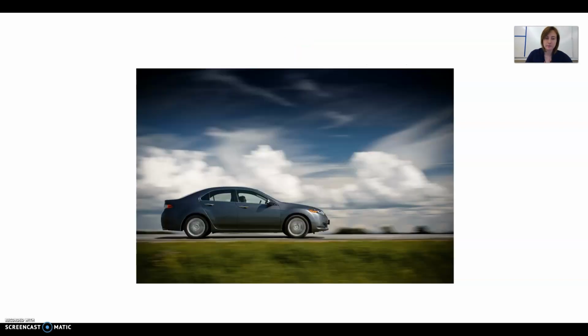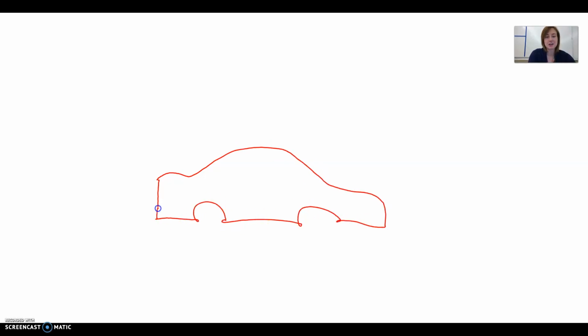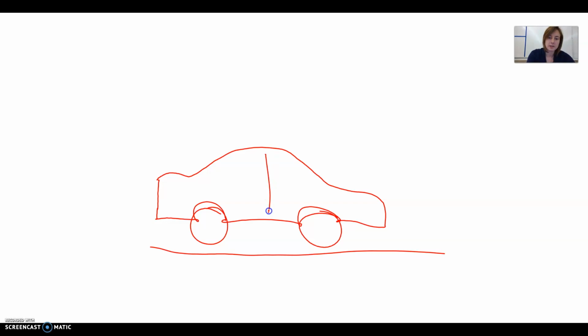Let's try another one. Here we have a car that's speeding along the road, and let's go ahead and diagram the forces acting on this car. And I want you to draw it with me so that you can get some practice. And guess what I'm not good at? Drawing cars. So it's okay if your car doesn't look great, mine doesn't either. Here's my car, and it's going on the road. Okay, I'm going to add some doors and windows, just for fun. Okay, there we go.